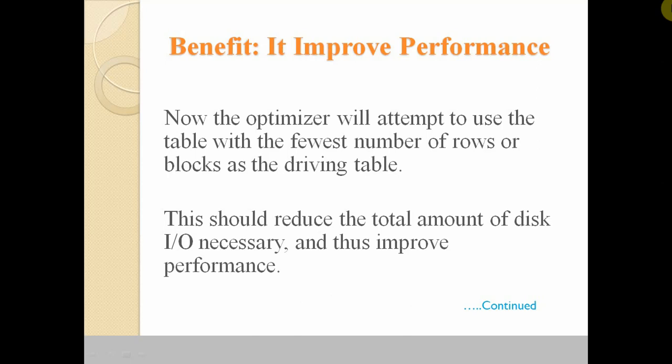And next, this should reduce the total amount of disk IO necessary, right? If Oracle chooses the table which has the fewest number of rows and blocks, this will automatically reduce the disk IO usage, and hence it will improve the performance definitely.